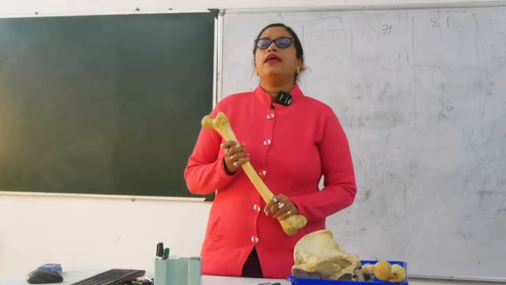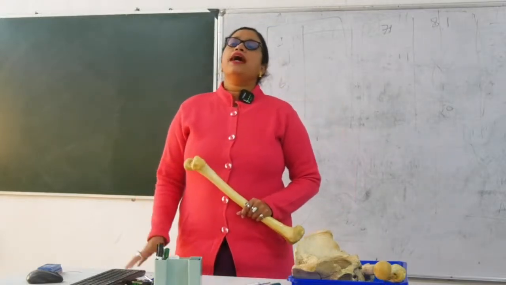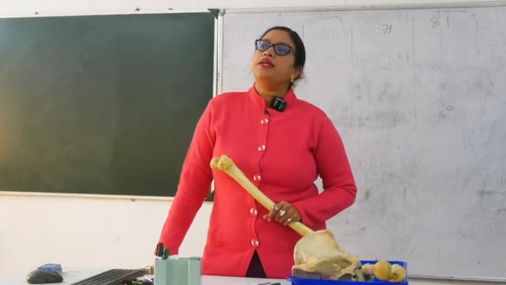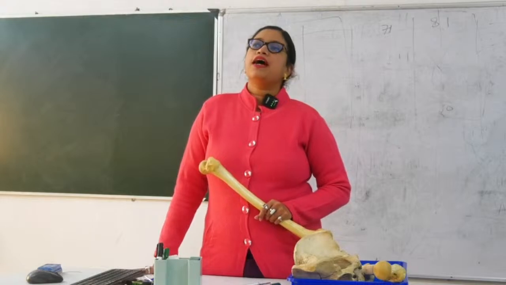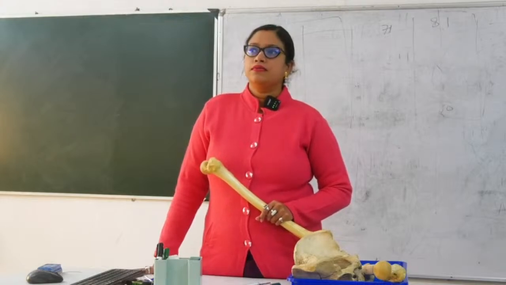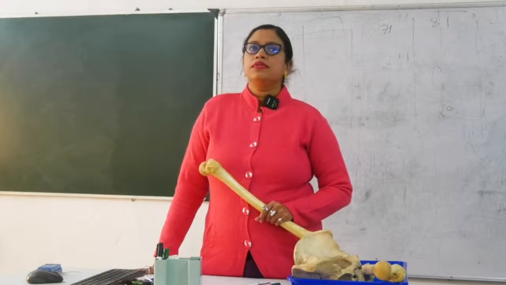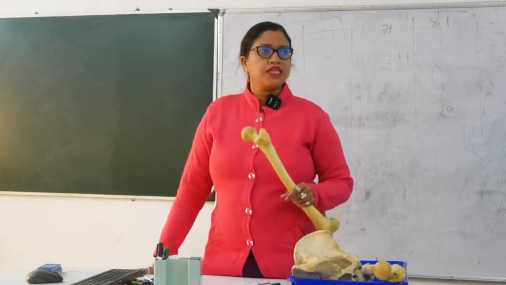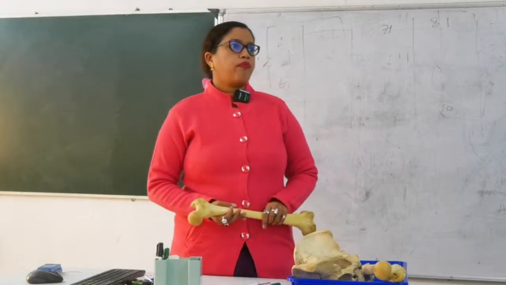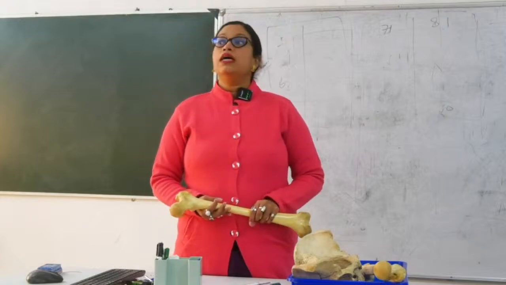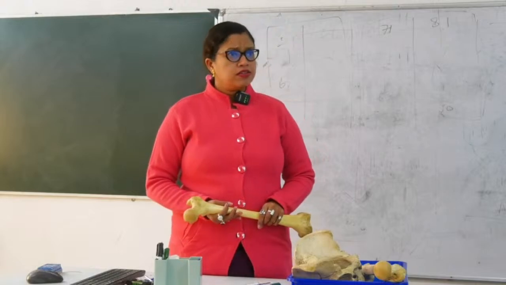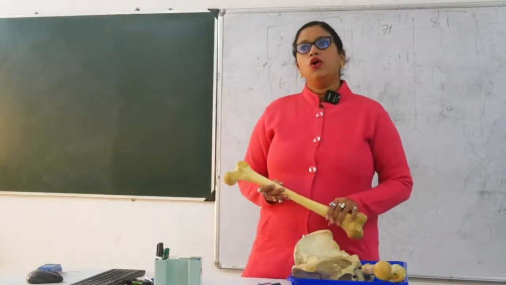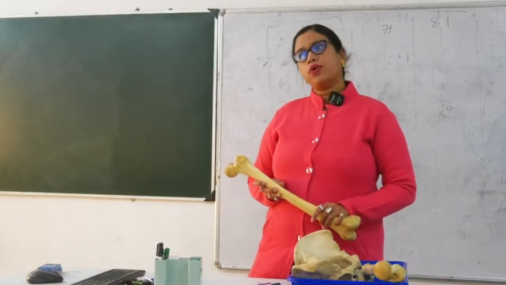Then next one, which are the other things? The length is 45 centimeter. Who will tell? Transverse colon, very good. Tell me other examples of 45 centimeter in our human body. Sartorius, thoracic duct, spinal cord, all are 45 centimeter.